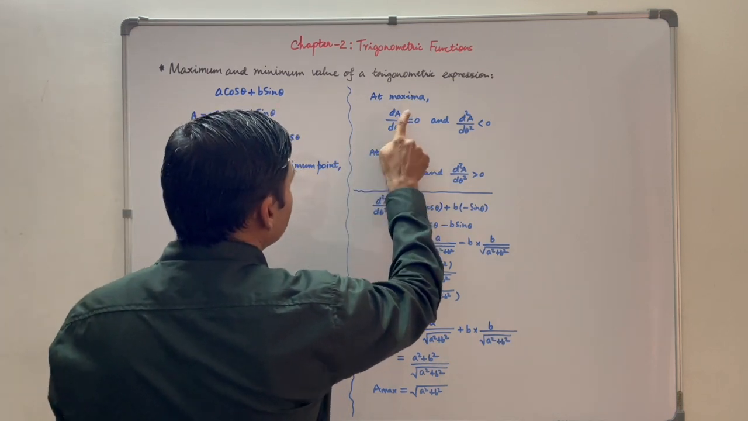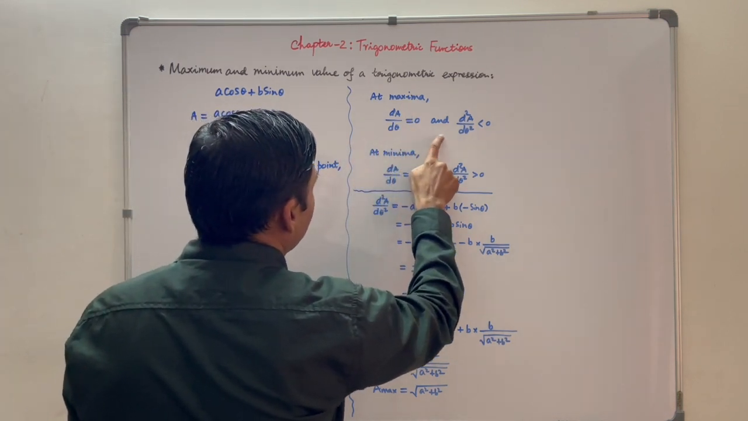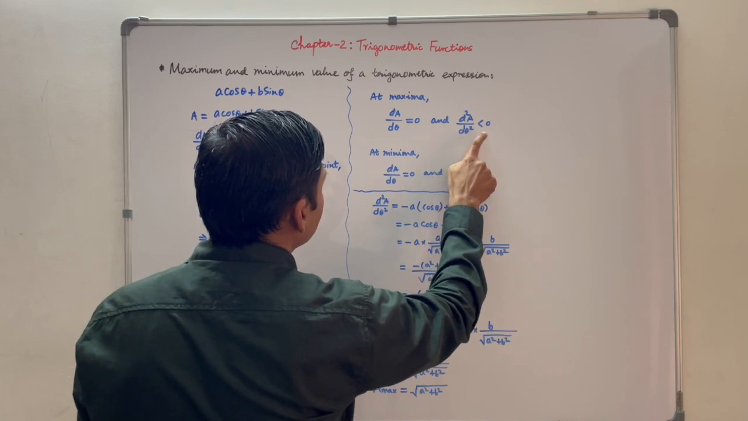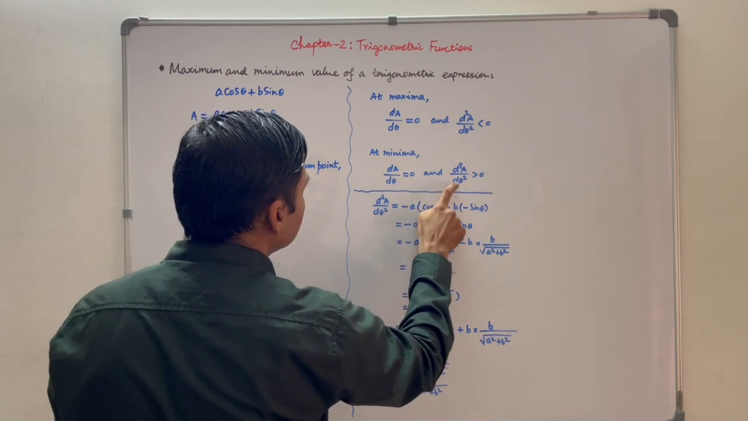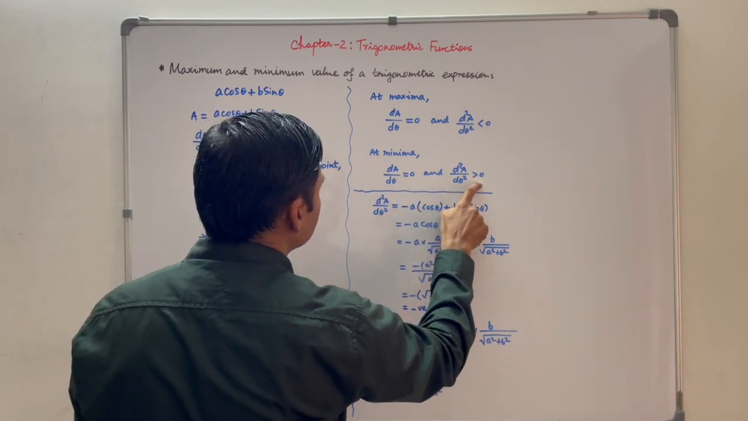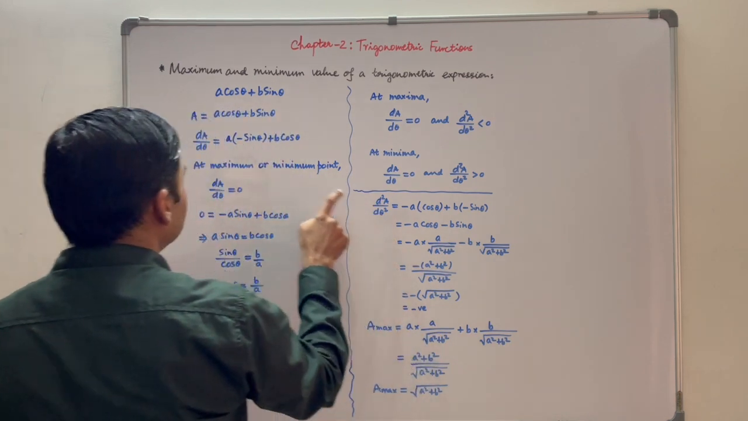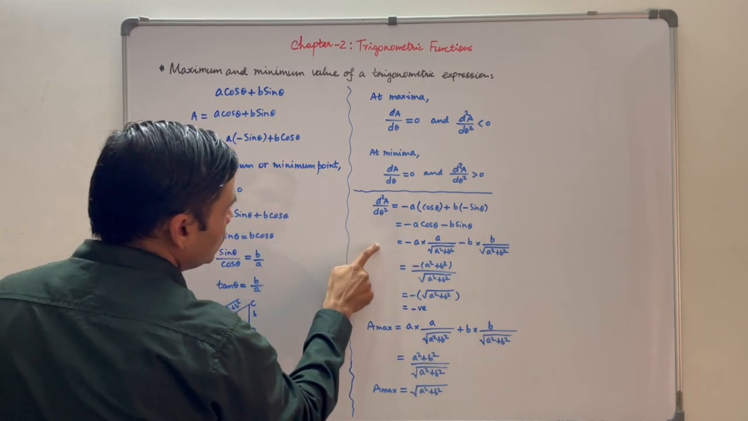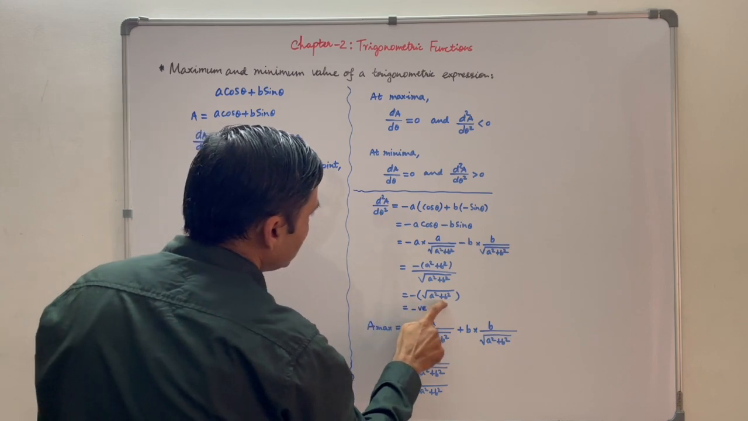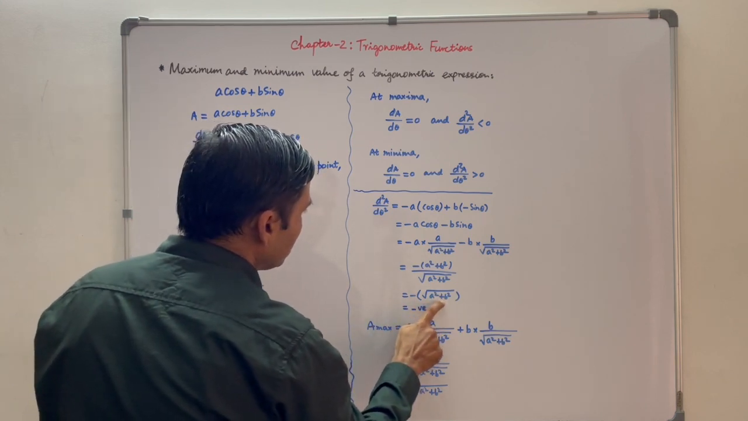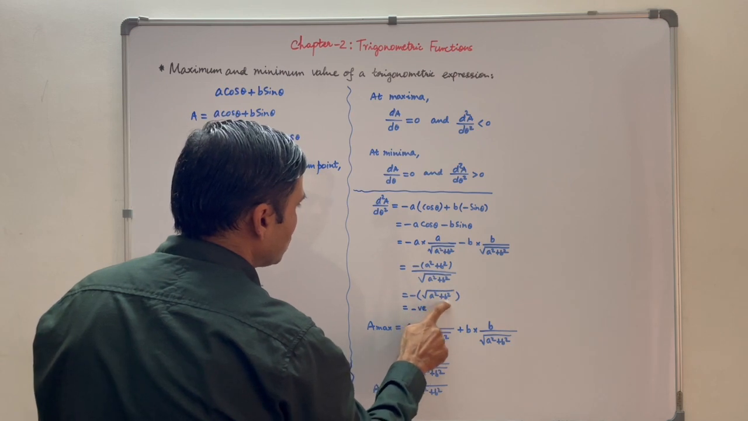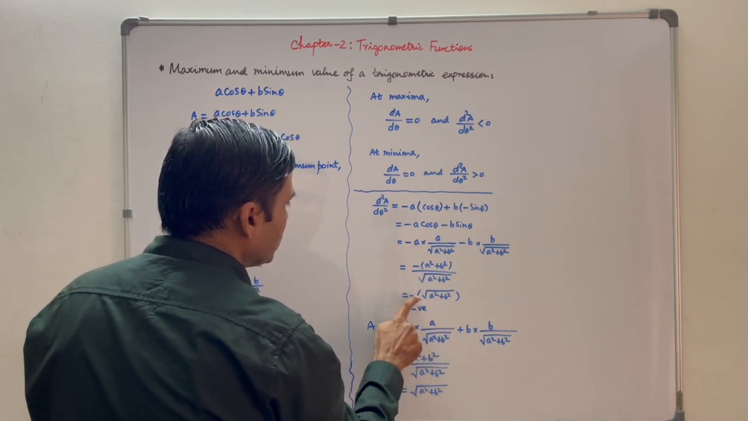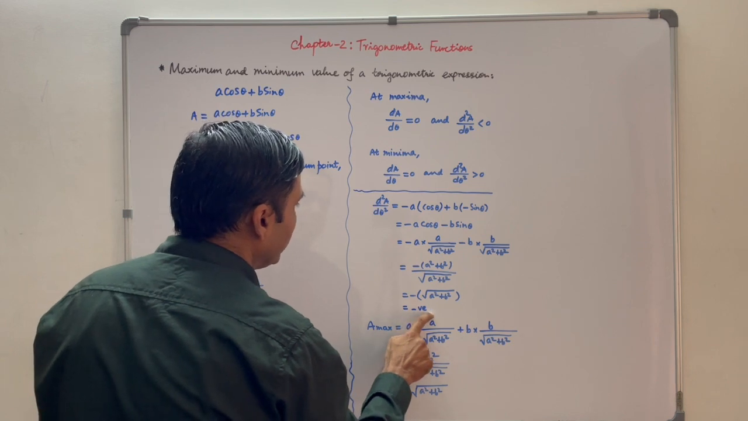Now at maxima, dA upon d theta is equal to 0 and d square A upon d theta square is less than 0. At minima, dA upon d theta is equal to 0 and d square A upon d theta square is greater than 0. Do d square A upon d theta square from here. So you will get minus under root a square plus b square. Now a square plus b square will always be positive because the square of a number is positive. So the square root of a square plus b square will also be positive. The sign outside is negative, so overall it will be negative.